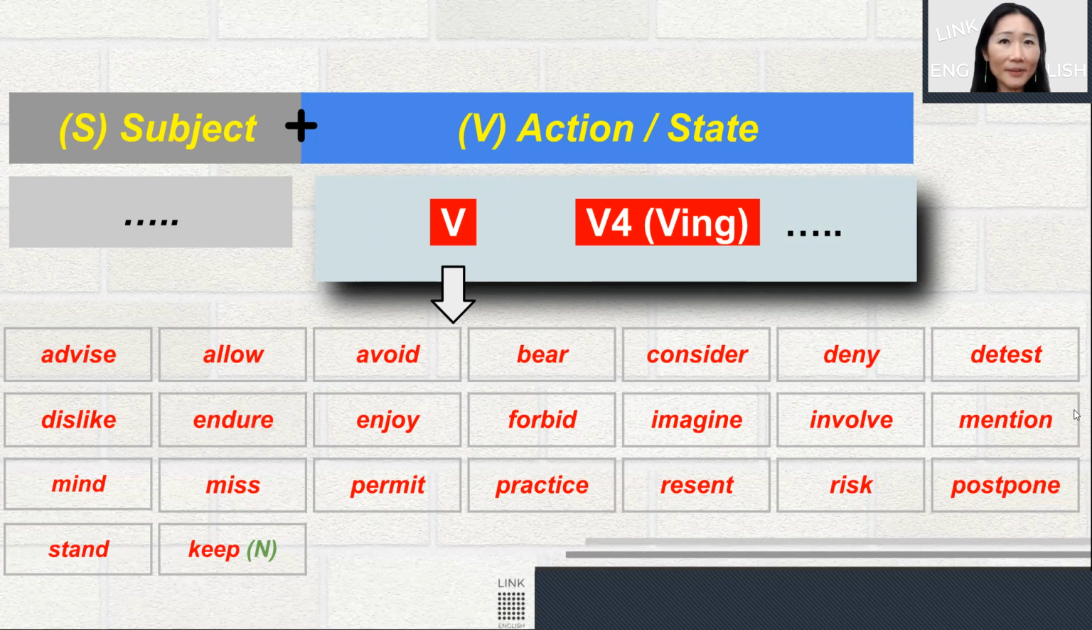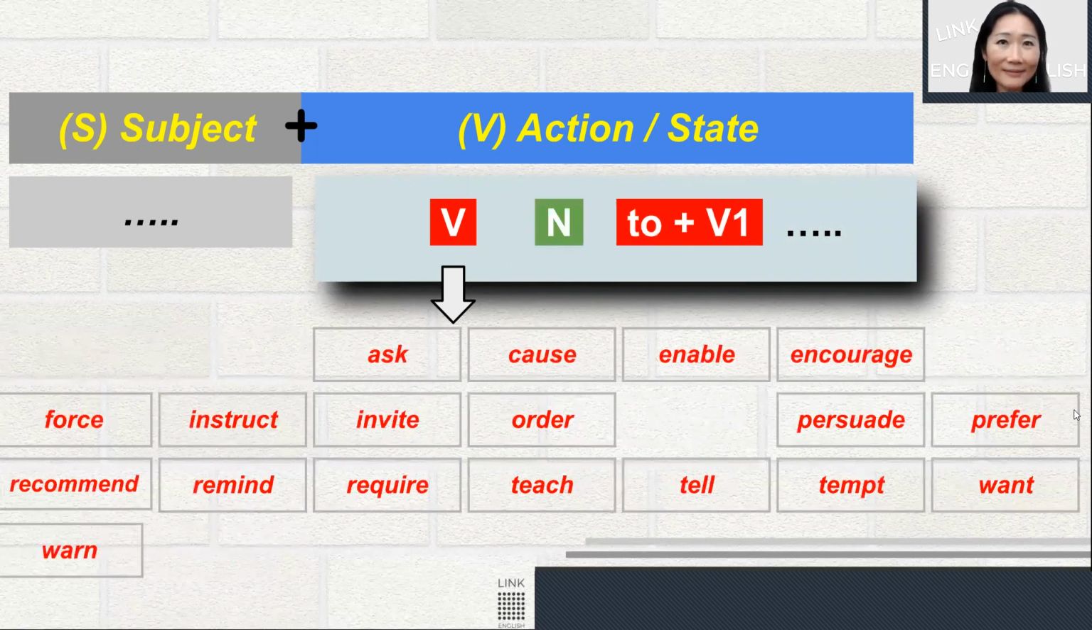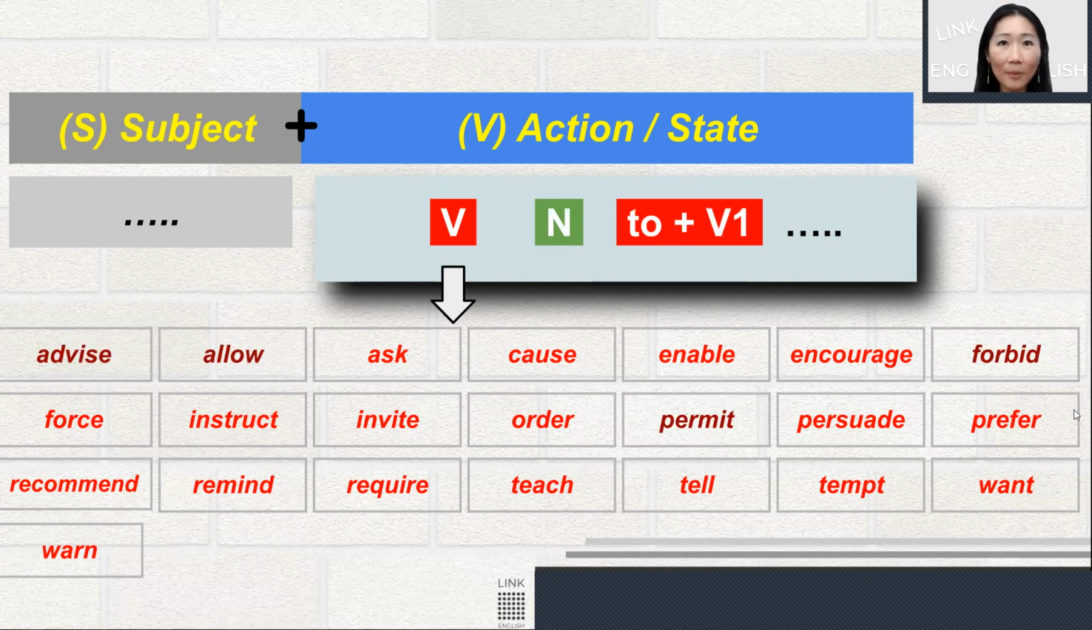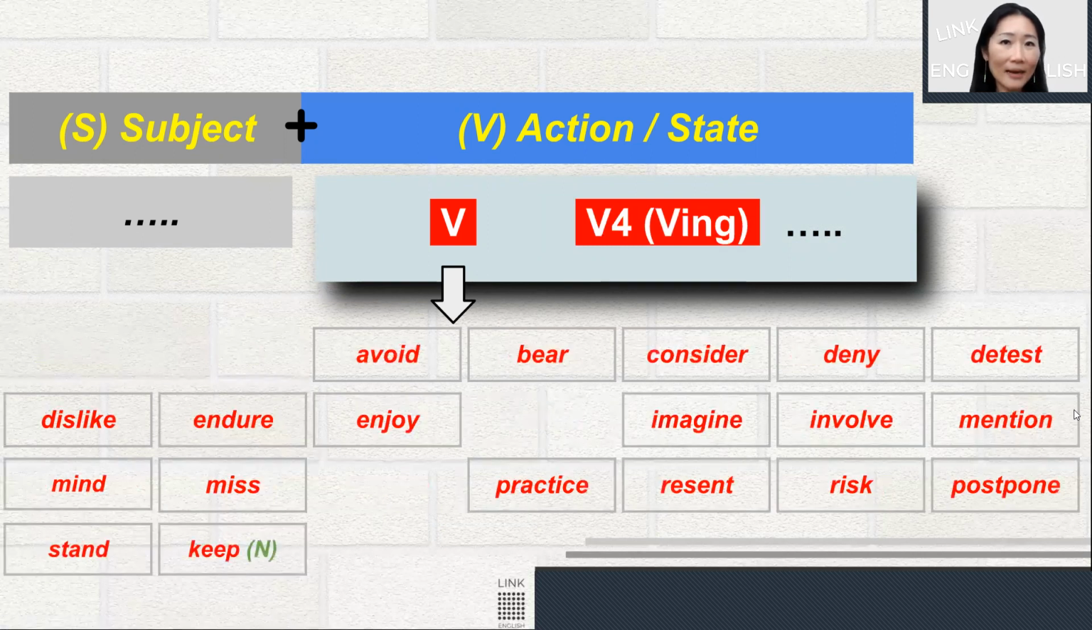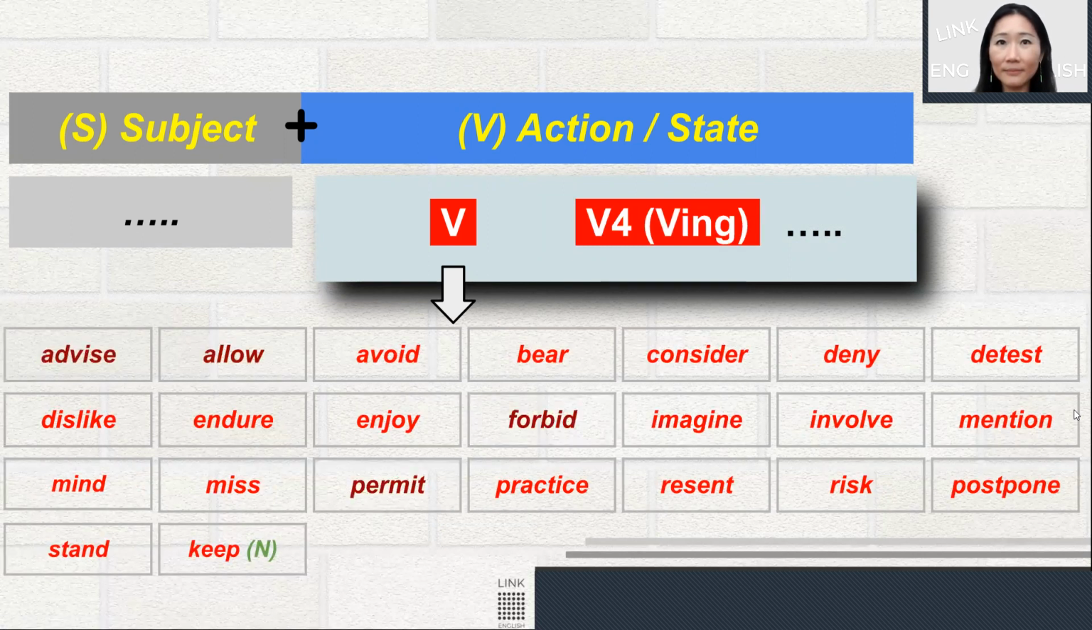Do you find some verbs quite familiar? Advise, allow, forbid, permit. In the previous lesson, in this pattern, these four verbs come with a noun first, and then the second verb takes this form, to V1. And today, these four verbs come without a noun behind them. So the second verb takes this form, V4.